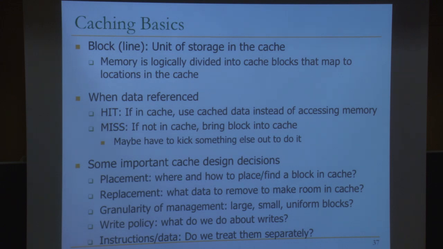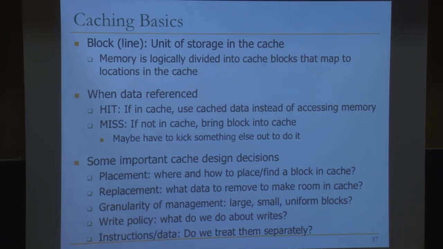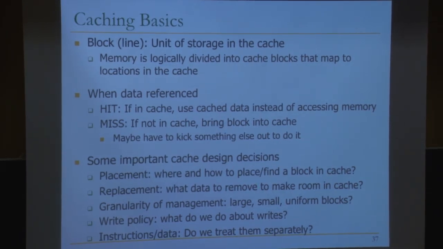Some design decisions: where and how do you place or find a block in the cache? This is placement or insertion into the cache. When you insert a block, where can you insert it, and how do you insert it? We're going to cover the basics. Replacement: what data do you remove to make room in the cache? What is the granularity of management? What are the sizes of the blocks? Should they be large, small? Should they be uniform? We'll see most caches are uniform because that simplifies the hardware. But that's not true for software caches. If you look at a web cache, for example, you could cache things that are of different sizes. Why? Because it's easier to do this in software, whereas it's harder to manage something like that in hardware.